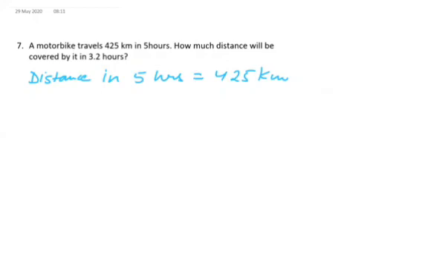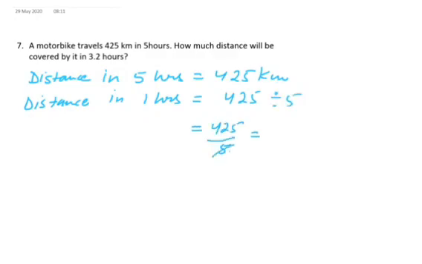So distance in 1 hour, how much? Can you find the distance covered in 1 hour by this motorbike? So 425 divided by 5. 5 ones are 5, 5 eights are 40, and 5 fives are 25. 85 kilometers. This is the distance traveled by the motorbike in 1 hour.